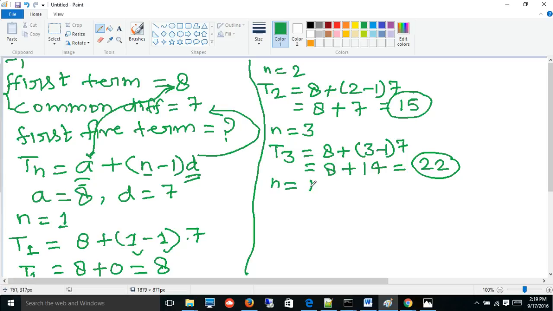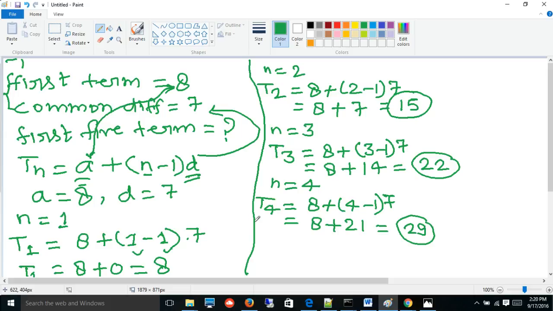Now we will put the value of n as 4. So we will get the value of T4. So how much is T4? So 4 minus 1 into 7. So we will get 8 plus 3 into 7, 21. So we will get 29. Now we will put the value of n as 5 to calculate the fifth term.